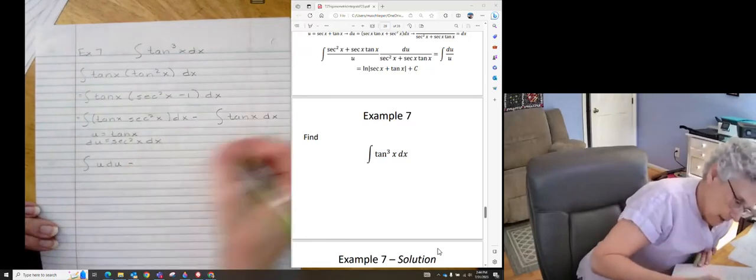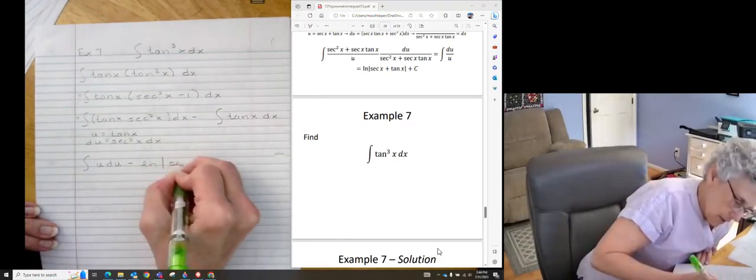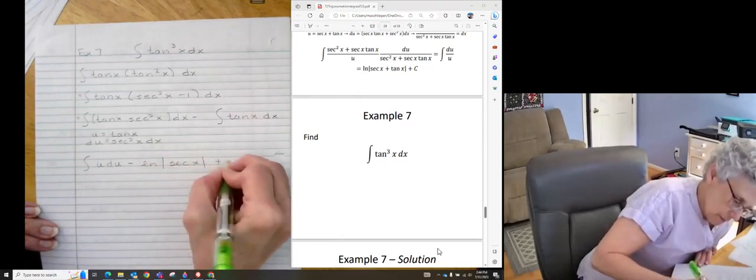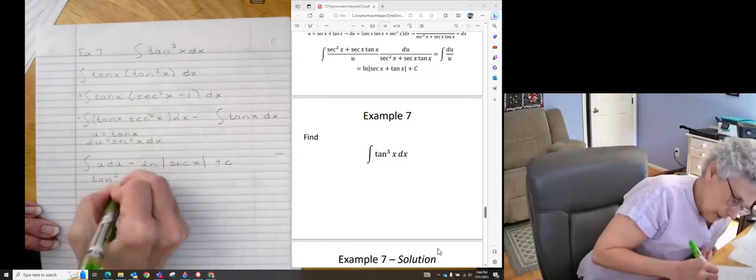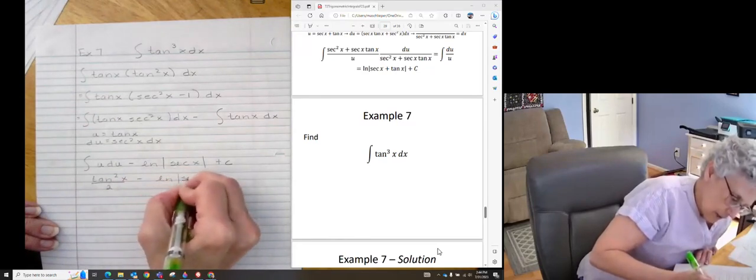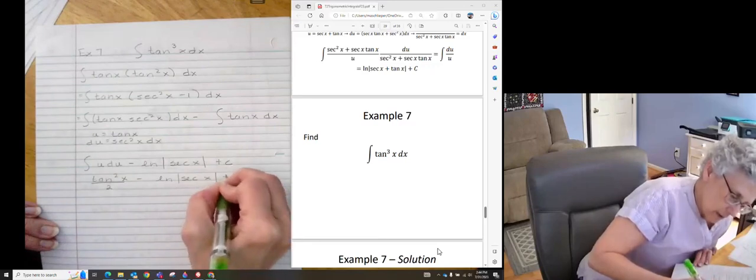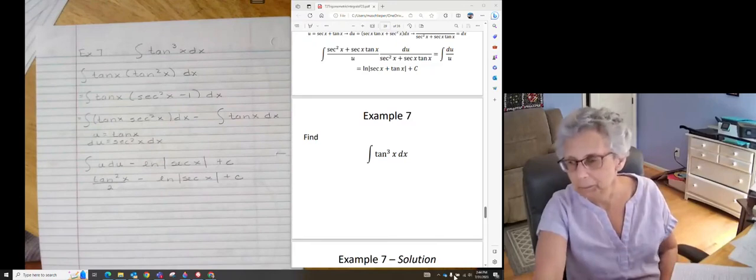And then this one we just memorized. It would be minus integral of tangent is the natural log of the absolute value of the secant of x. So I end up with tangent squared over 2 minus the natural log of the absolute value of secant plus a constant. We got it.